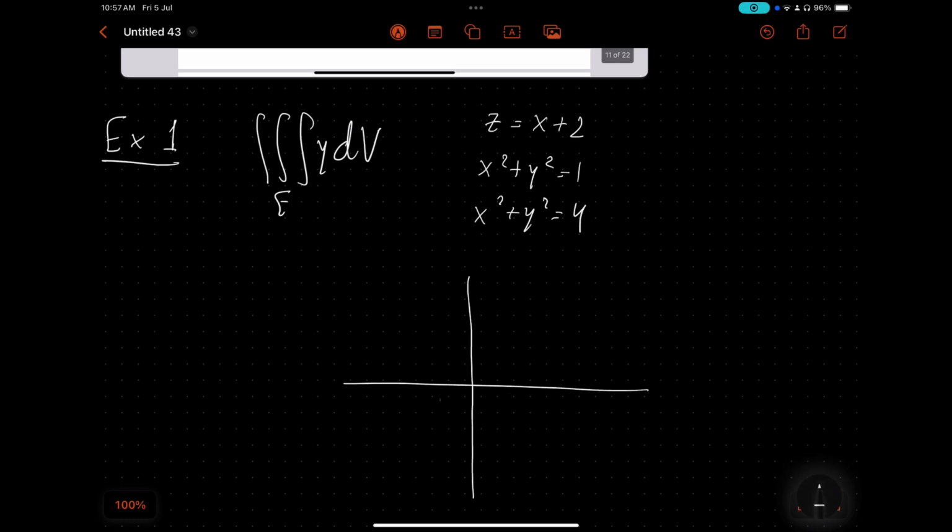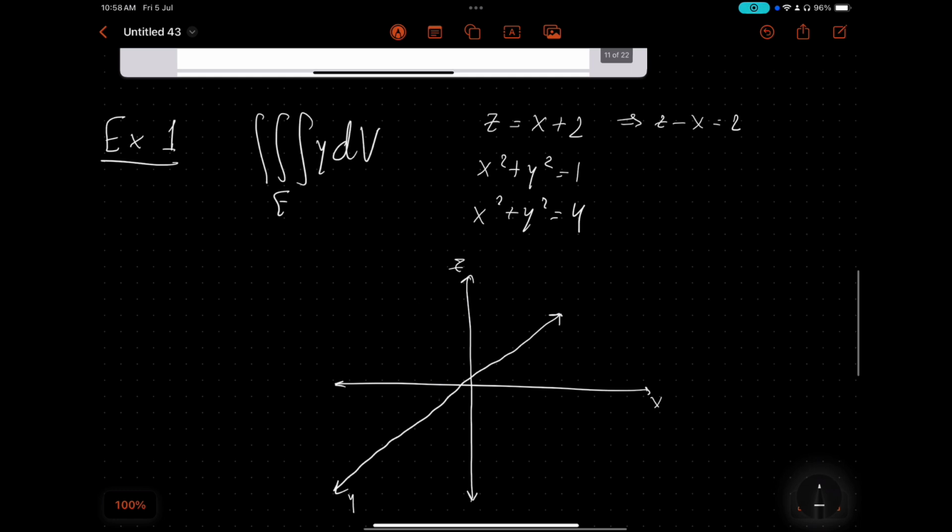So we're going to want to find first the intersections here. So z minus x equals 2. So we're going to try to find the intersection. Now, how are we going to do that? Let's let z equal 0. So x, y, and z. Now, when z is equal to 0, we're going to have x equals negative 2. That's when z equals 0.